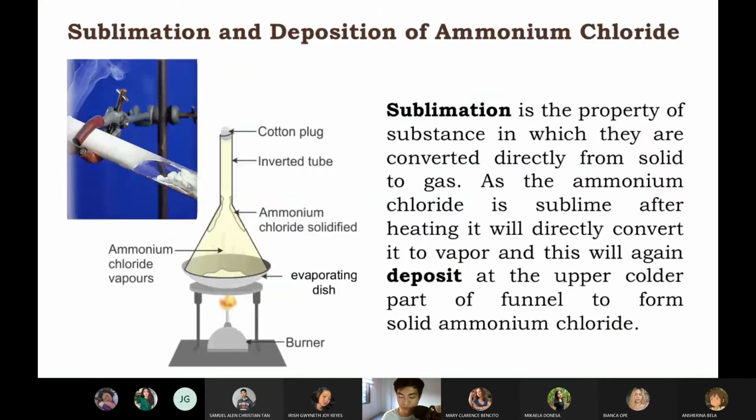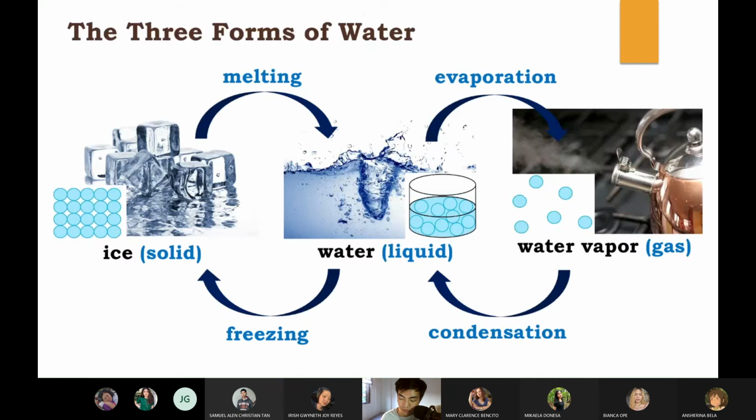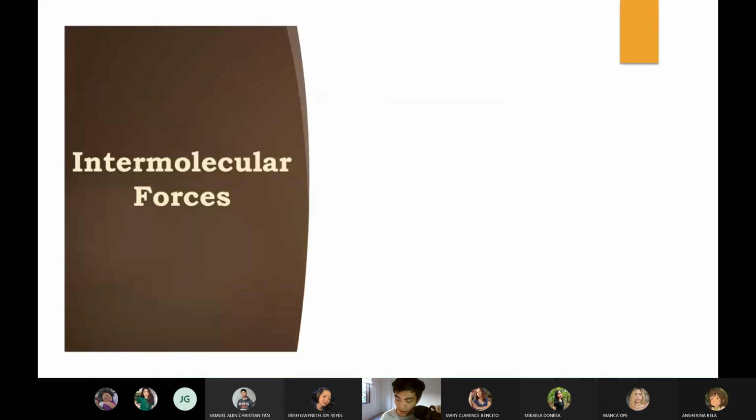Okay. So, yun yung states of matter. Okay. So, punta na tayo sa last part of our discussion. Second to the last part, rather. Okay, so, let's talk about intermolecular forces and how it affects the phase of matter. Okay? So, ano ba yung intermolecular force?